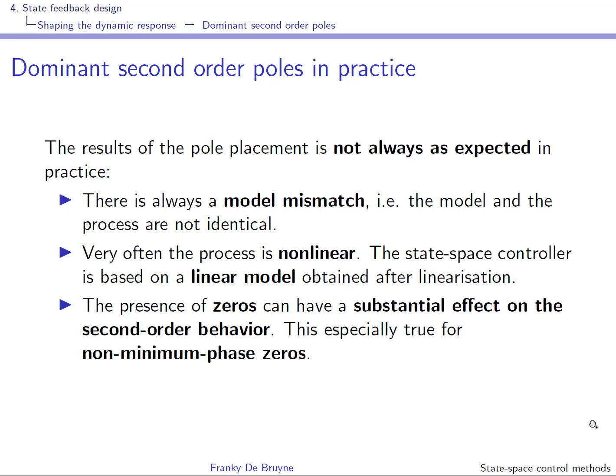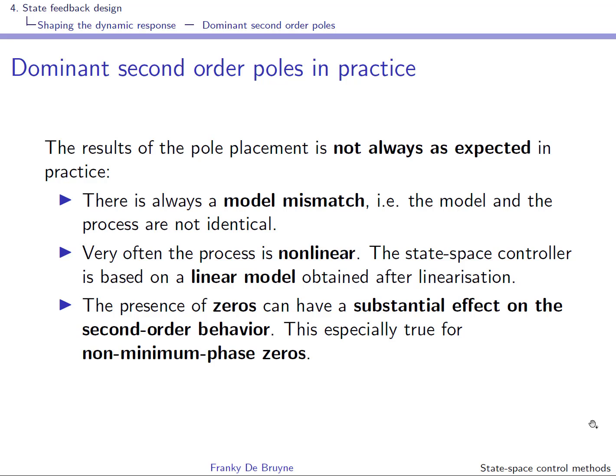You will see that the result of a pole placement will not always be as expected if you implement it on the actual system, and there are several reasons for that. The first one is, of course, model mismatch. The model that you're using to design your state feedback is never a perfect representation of the actual system. For instance, very often the process is a non-linear system and your state space controller is based on a linearized model that at best can represent the system around some operating point.